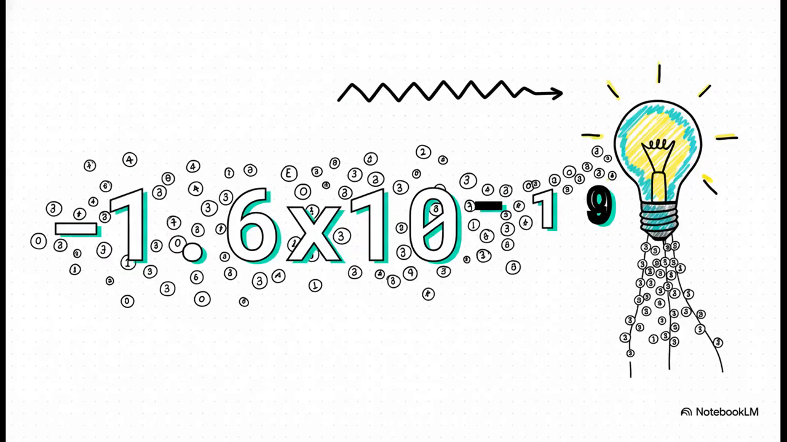And just to give you a sense of the scale we're talking about, look at that number. That's the charge of one single electron, measured in something called coulombs. It's an unbelievably small number. That means trillions upon trillions of electrons have to get moving all at once just to power something as simple as a light bulb. It's wild.